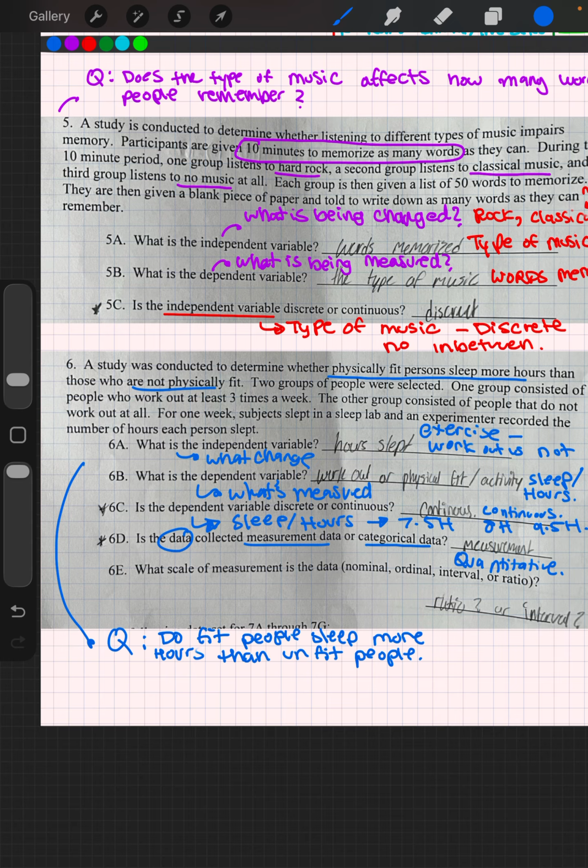Now it's asking the scale. So we're going to do NOIR. It's not categorical. It's not in order. So it's between these two. I'm going to say ratio because you can have interval and true zero. So what does that mean?